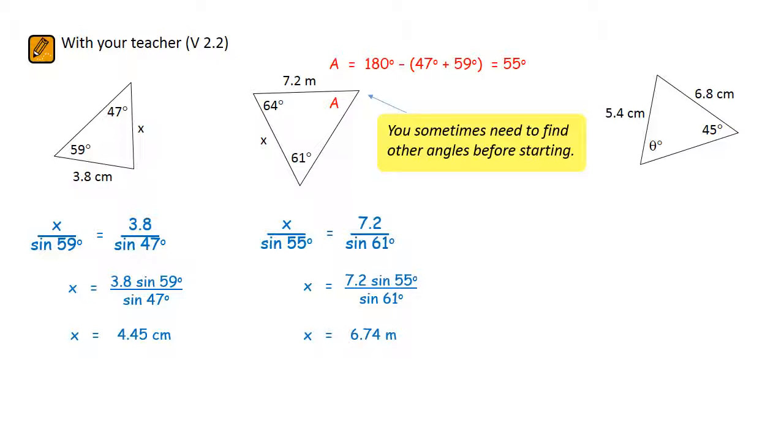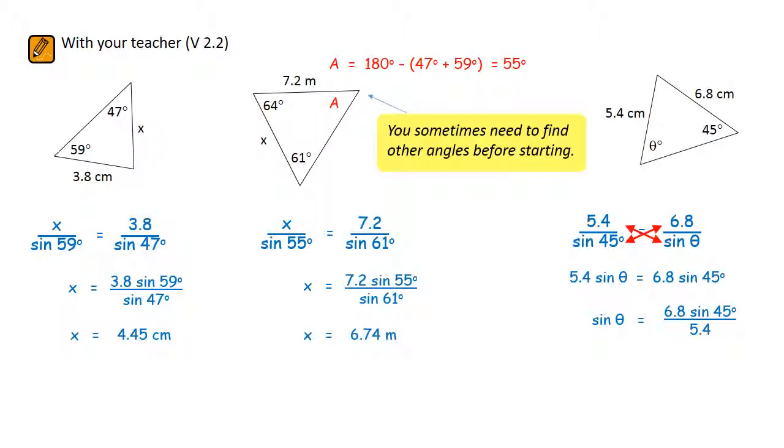What about in this third case here? Well, if we load it up using the sine rule, we'll want to say 5.4 over the sine of 45 equals 6.8 over the sine of angle theta. Now this is where, if we want to get theta by itself, cross multiplication is really useful. If we cross multiply, we can say that 5.4 times the sine of theta equals 6.8 times the sine of 45. Divide both sides by 5.4, then we can get out our calculator, find out what the sine of theta is, and then use the inverse sine to find our final value for theta.